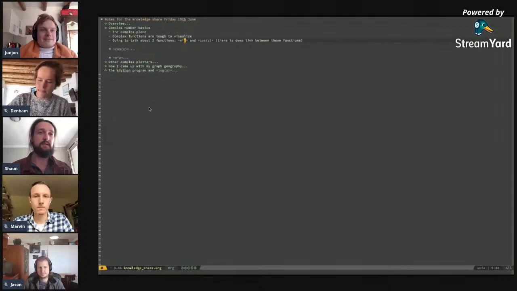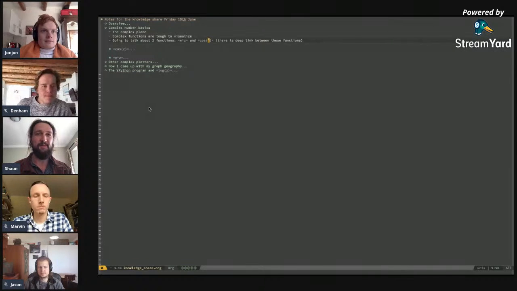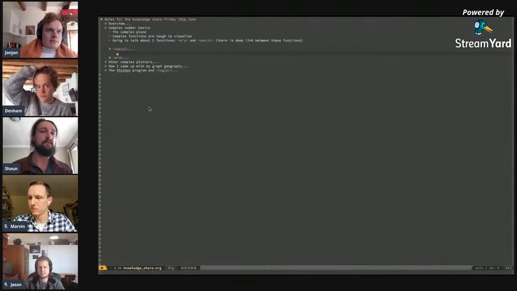So we're going to talk about the exponential function for Z and the cosine function for Z. I could pick sine or cosine, it doesn't really matter, but I only programmed cosine, apparently. So that's why I picked cosine. And the reason I picked these two is because there is a really beautiful deep link between these functions, which is completely unobvious when you look at it through the eyes of real numbers.